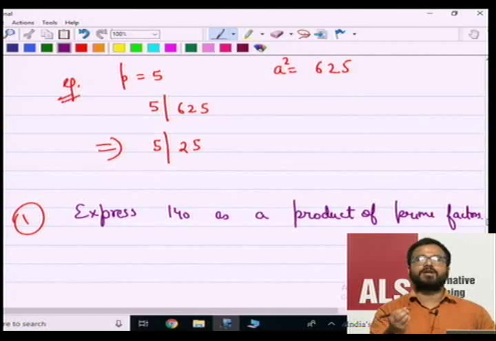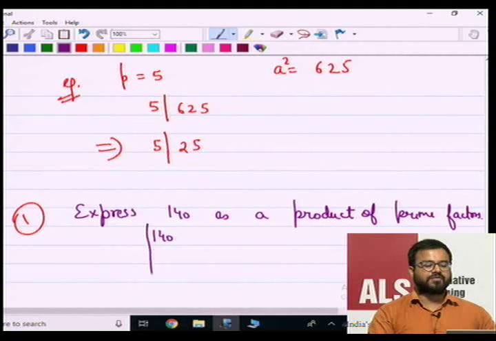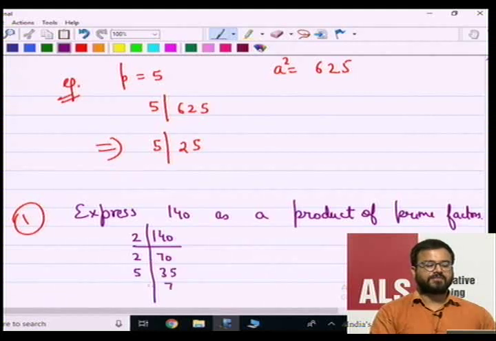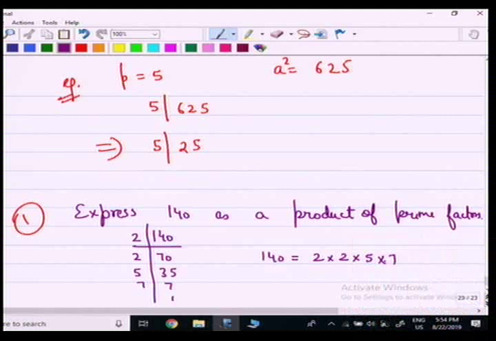So this one you already know, you have done it so many times. For prime factorization of 140, 2 times 70 it will go, then 2 times 35, then 5 times 7, then 7 times 1. So we can write 140 as 2 into 2 into 5 into 7. This is known as expressing 140 as a product of prime factors. And this one is unique. No other number can be represented as 2 into 2 into 5 into 7. Only 140 is the number which can be represented like this.